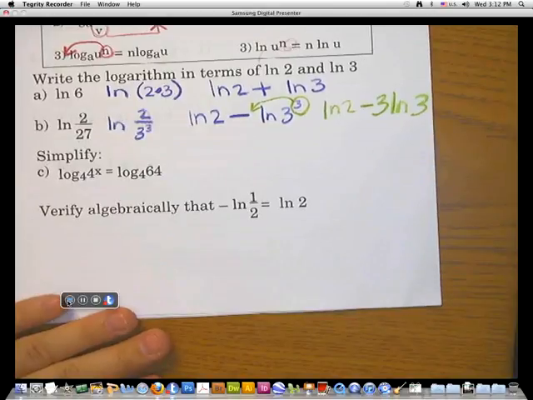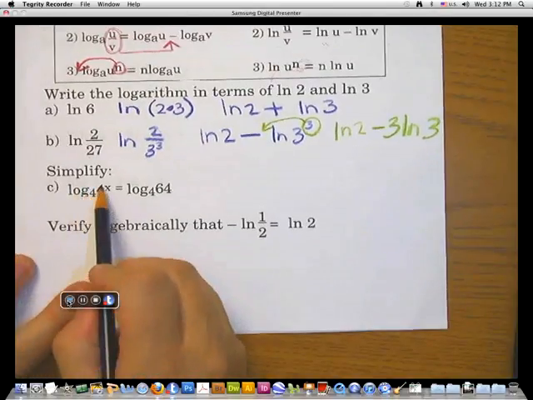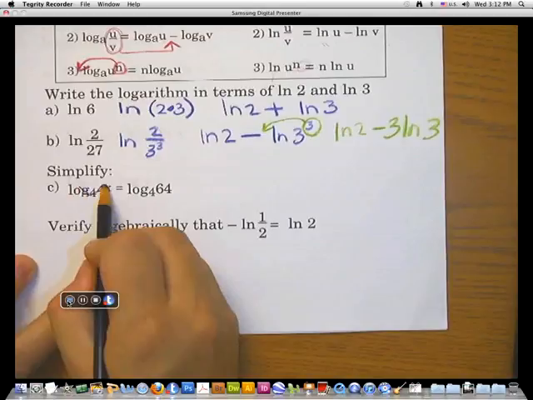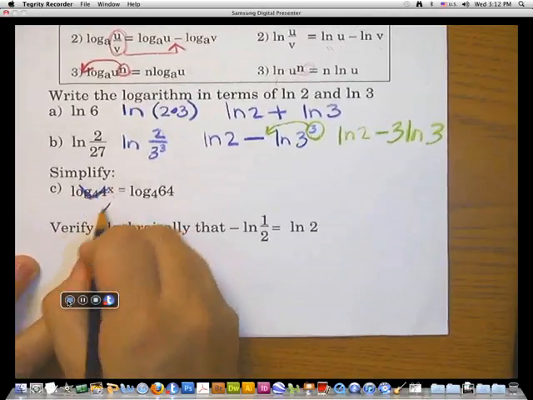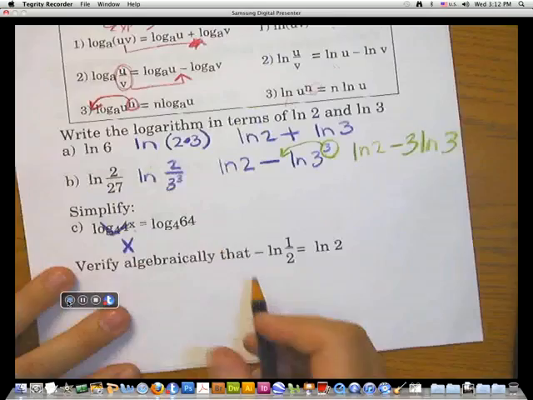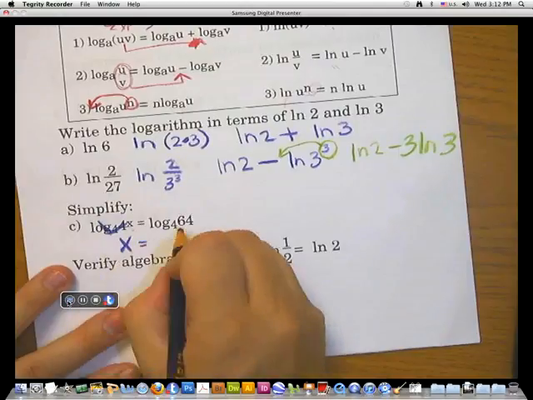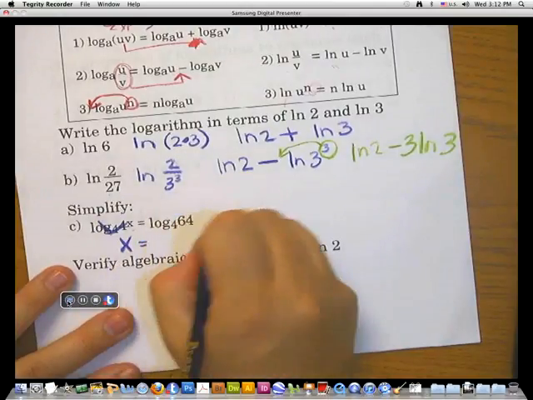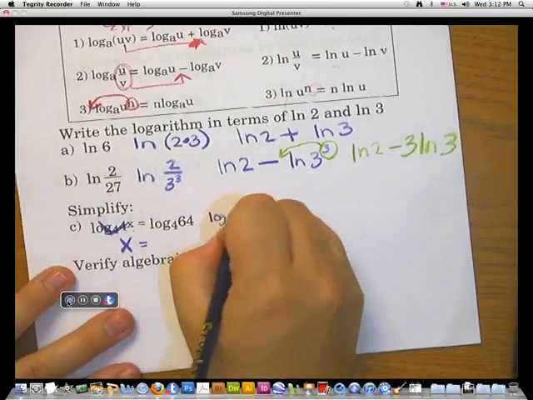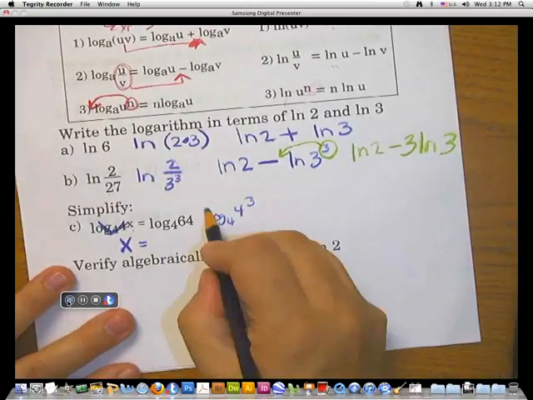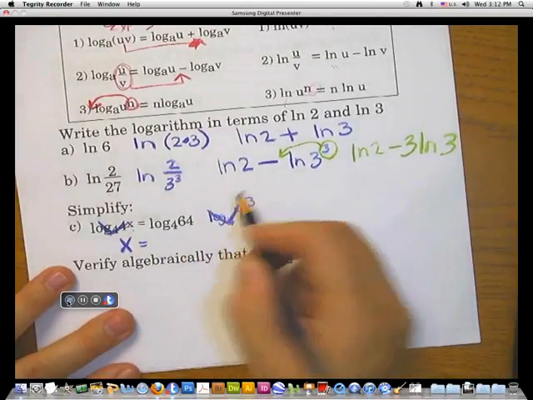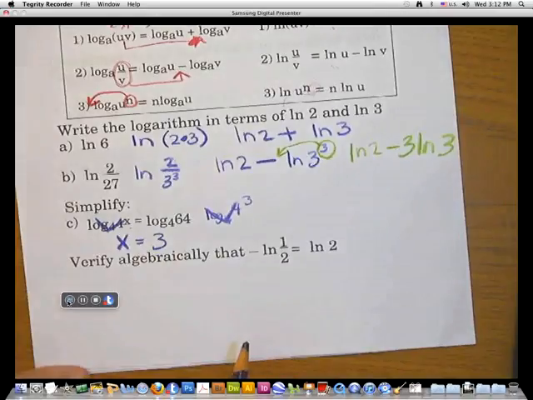Here we get to use some of our rules. Log base 4 of 4 to the x. So if the bases are the same, it leaves x. Here I have log base 4 of 64. Well, 64 is really 4 cubed. So I get to cancel those and say x is 3.